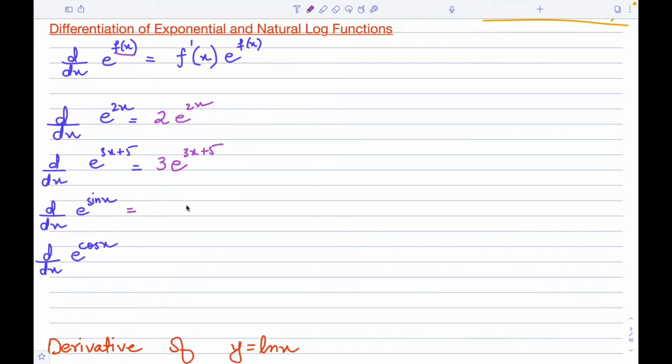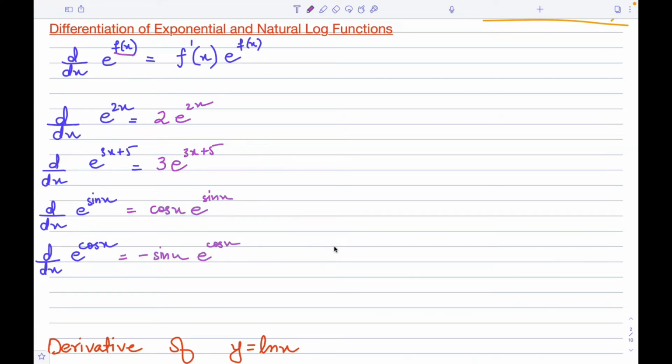If we have e to the power sine x, we know that the derivative of sine x is cos x, and the function remains as it is. And finally, if we have e to the power cos x, the derivative of cos x is negative sine x, and we'll write e power cos x as it is.